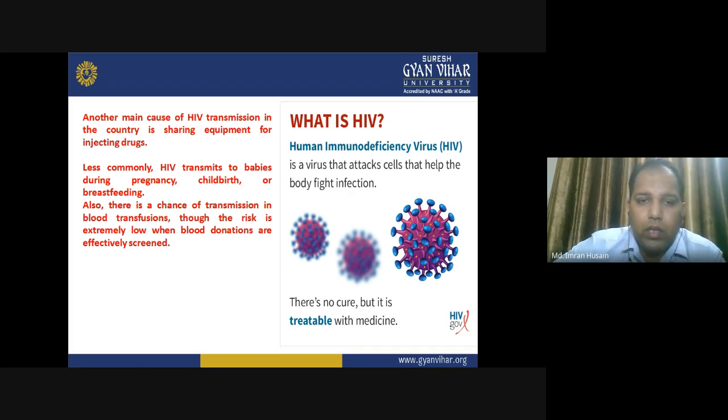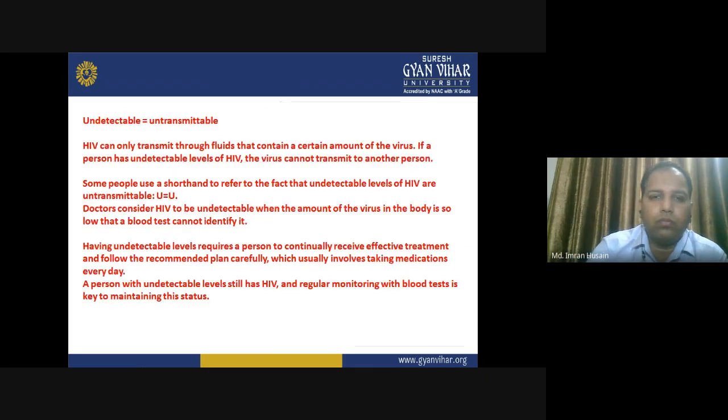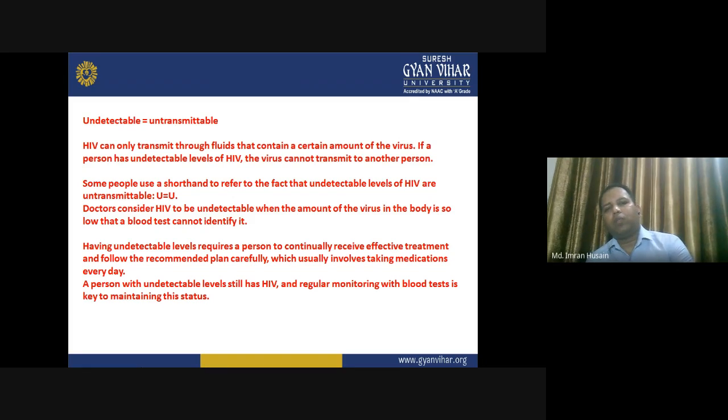Less commonly, HIV can be transmitted to babies during pregnancy, childbirth, or breastfeeding. Also, there is a chance of transmission in blood transfusion, though the risk is extremely low when blood donations are effectively screened. Undetectable or untransmittable. There is another form of HIV that is undetectable in nature or that is not at all transmittable.